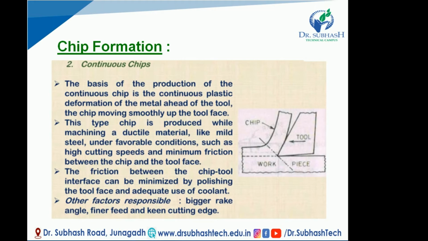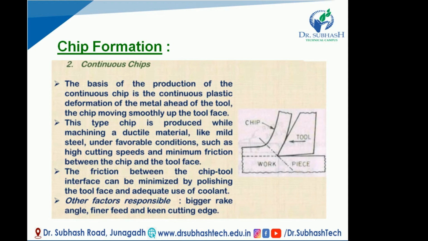Continuous chips are formed by the continuous plastic deformation of the metal without fracture. Try to understand. Continuous chips are produced by the continuous plastic deformation of the metal without fracture in front of the cutting edge of the tool, and are formed by the smooth flow of the chip, right? So mild steel and copper are considered to be the most desirable materials for obtaining continuous chips. Which materials? Mild steel and copper. They are considered the most desirable materials to produce continuous chips, right?